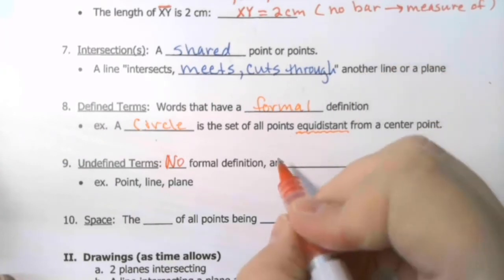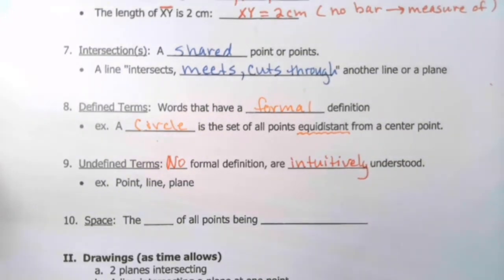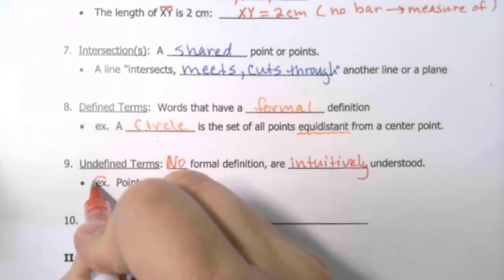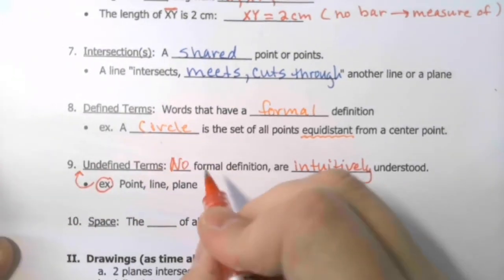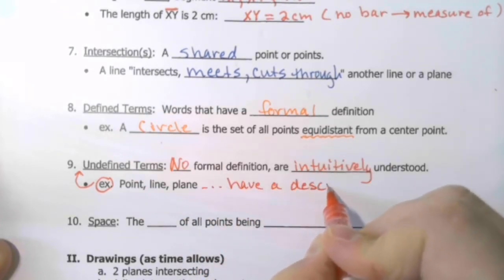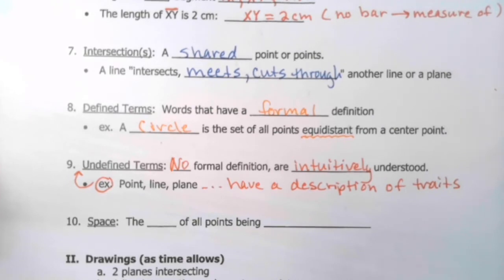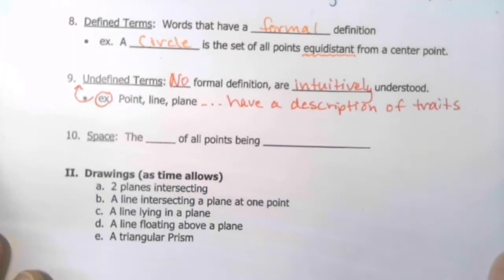These are terms that are intuitively understood. Point, line, and plane are considered undefined terms because we don't really have a definition. What we have is a description of traits. We list what they look like, what you can measure or not measure, but there actually isn't a formal definition. So those are undefined geometric terms. It doesn't mean we can't use them. It just puts them in a category by themselves.